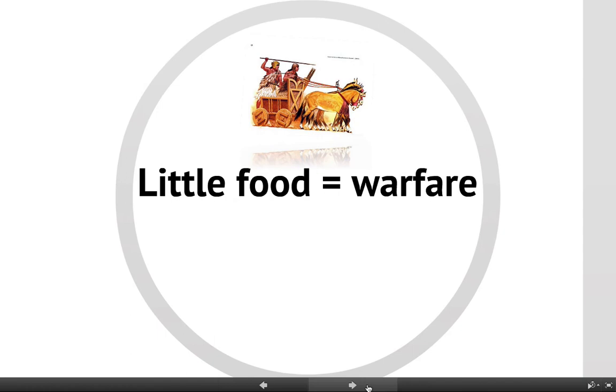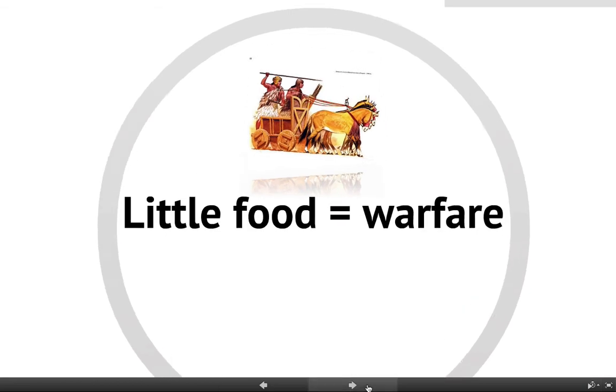So we also start to see, in times of little food, so if there's a drought or if the crops aren't growing like they should be, or there's just not enough to go around, we start seeing people fight for food. So instead of going out and hunting for food, they're going out and taking food from other people. So when we see little food, we see warfare for really the first time, where humans are fighting other humans to survive. If you don't have food, you've got to take it from somebody else. So little food equals warfare.